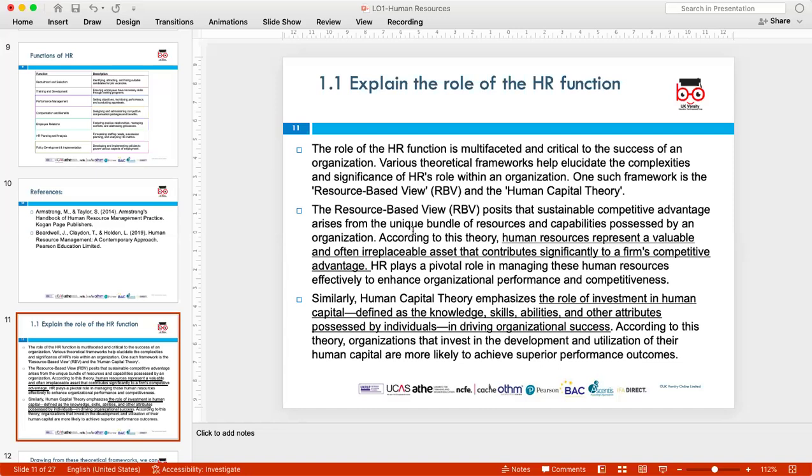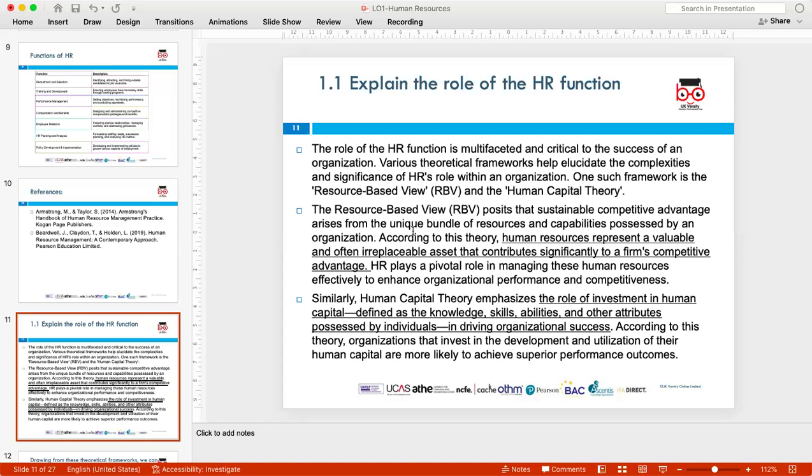Now, we'll try to understand it with the help of an example. Here, we'll take an example of Apple. Apple's brand reputation and innovative design capability add significant value to its product. So we have valuable, number one. Second, rare. Apple's ecosystem of products and services, like the seamless integration between iPhone, iPad, and Mac, is unique. You don't find it anywhere else.